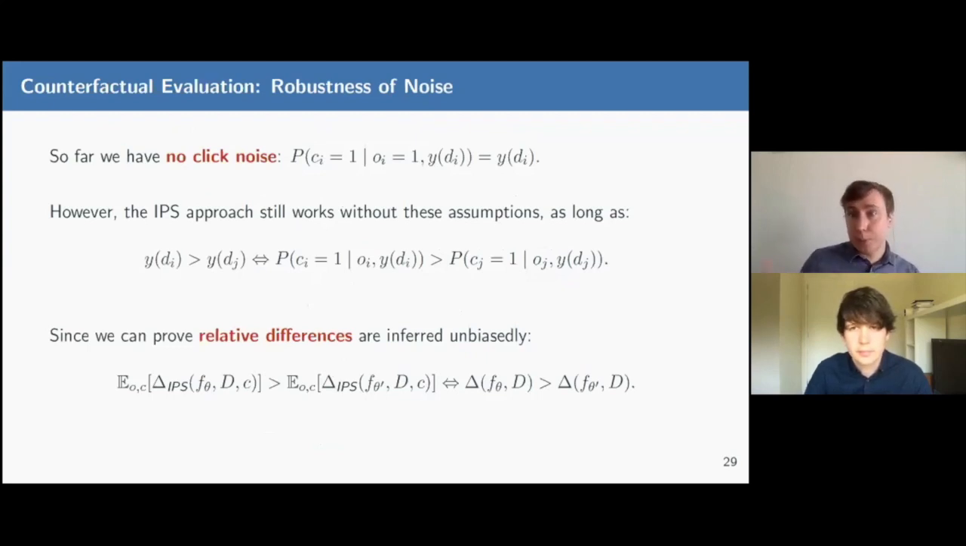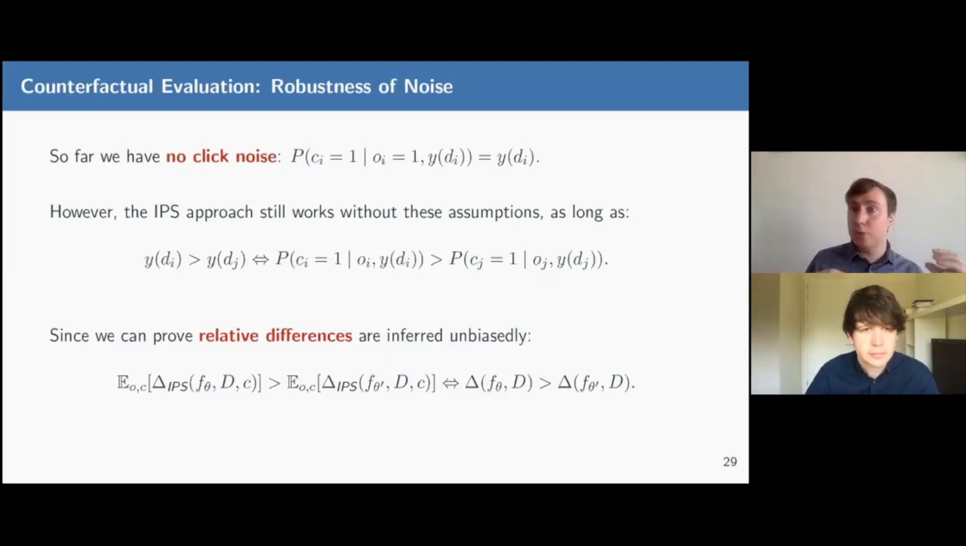But actually, the proof that I've just shown you is a bit stronger than that, because it still holds without these assumptions, as long as if one document is more relevant than another document, that means the probability of a click should also be larger. So if we have two documents, one relevant, one not relevant, the relevant one should have a higher click probability than the non-relevant one, which is a reasonable assumption to make, given that they're both observed. Yeah, I should make that clear.